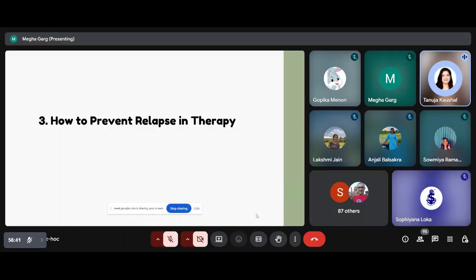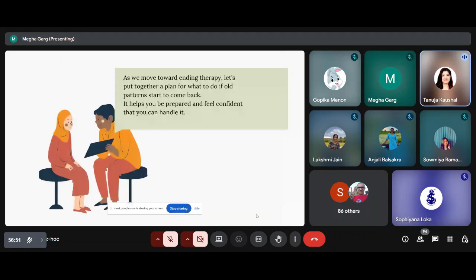Okay, so again, this is very important, how you prevent relapse in therapy. This also you work towards, relapse prevention, towards the end of the therapy. Next, we have some pointers in this. Okay, so as we move towards the end of the therapy, let's put up a plan together for what to do if old patterns start to come back.